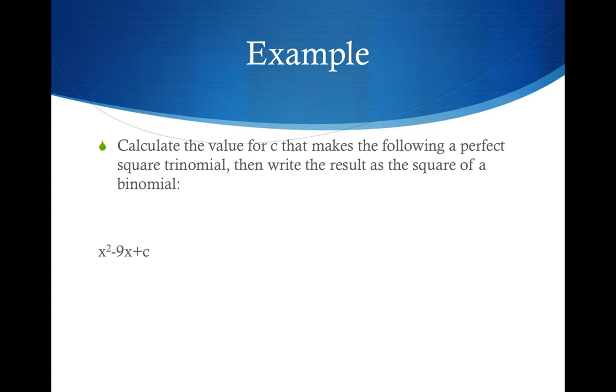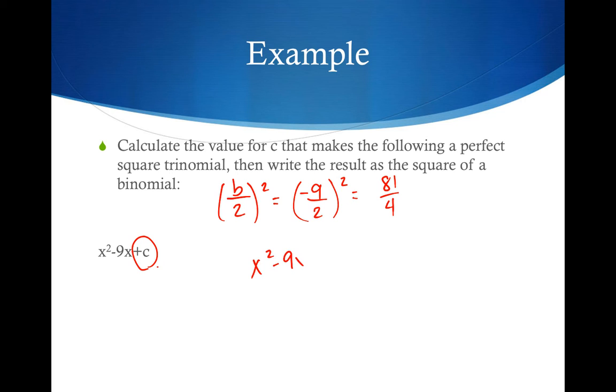Okay, so one last example. Here we've got x squared minus 9x plus c. So we want to figure out what the c value is using that b over 2 squared formula. So here b is negative 9, over 2 squared. So now we have something that's not a nice integer value. 9 over 2 doesn't reduce. So we're just going to square the numerator and square the denominator. That's 81 over 4. So x squared minus 9x plus 81 over 4.